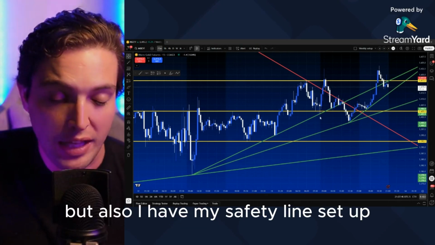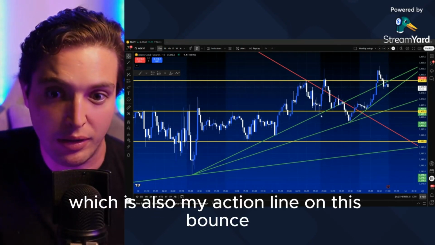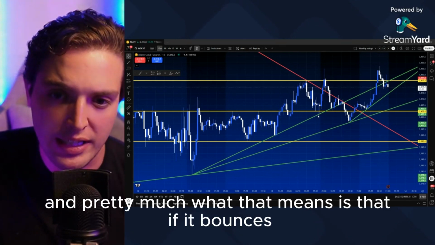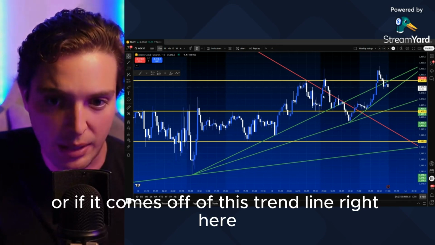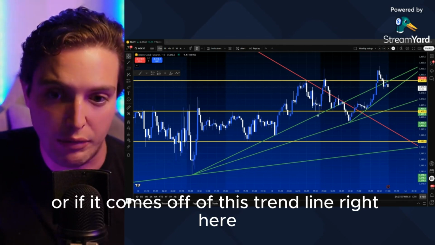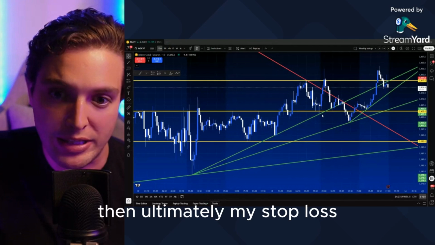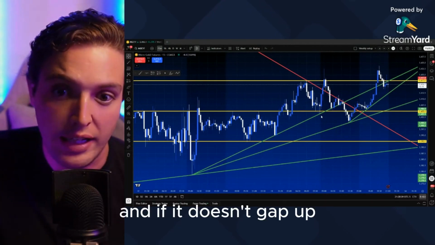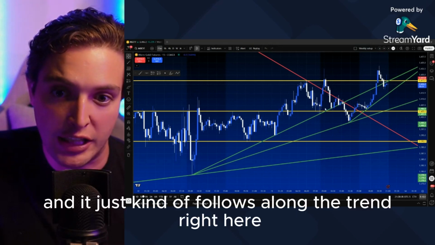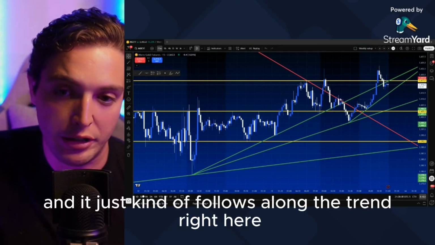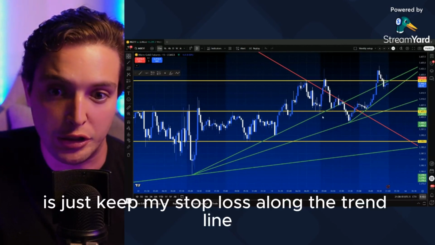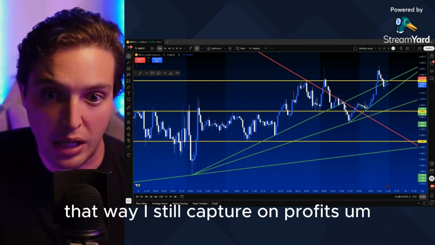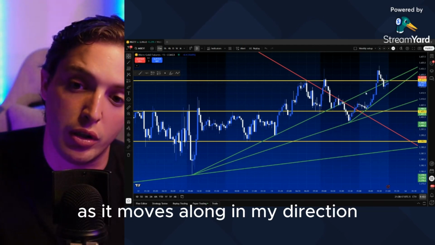But also, I have my safety line set up, which is also my action line on this bounce. What that means is that if it bounces or comes off of this trend line right here, then my stop loss, my safety, would be right below this trend line. And if it doesn't gap up and it just follows along the trend, then I would just keep my stop loss along the trend line. That way I still capitalize on profits as it moves along in my direction.